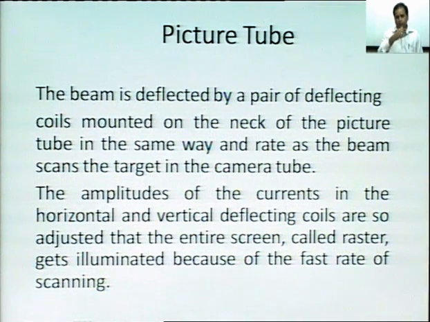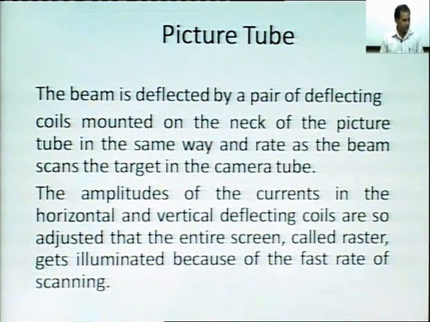One more reason should be expected here. The beam is deflected by a pair of deflecting coils mounted on the neck of the picture tube, in the same way and at the same rate as the beam scans the target in the camera tube. The amplitudes of the current in the horizontal and vertical deflecting coils are so adjusted that the entire screen, called the raster, gets illuminated because of the fast rate of scanning.